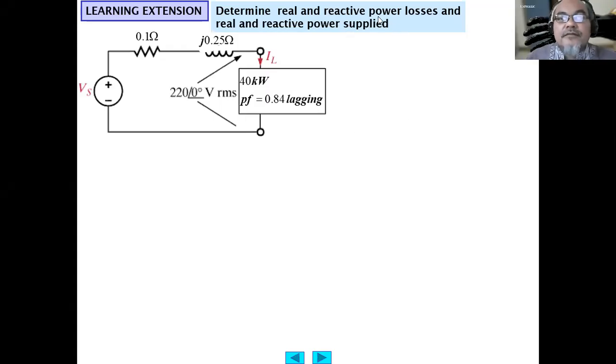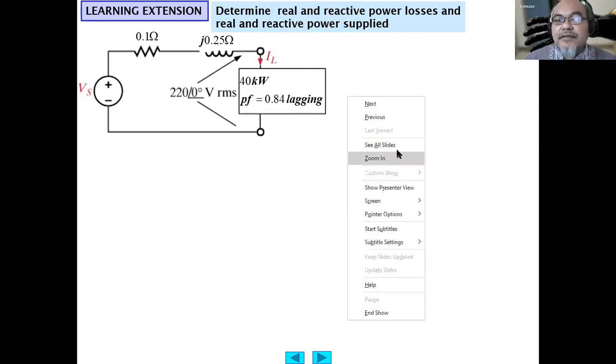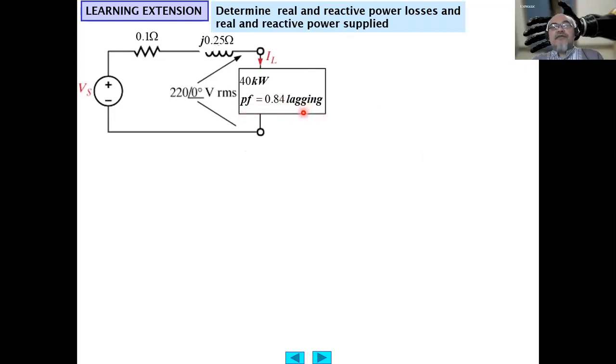Okay, so the circuit is given here, and we are asked to determine the real and reactive power losses and the real and reactive power being supplied. The load is 40 kilowatt. This is the active, the real power, and the power factor is 0.84 lagging.